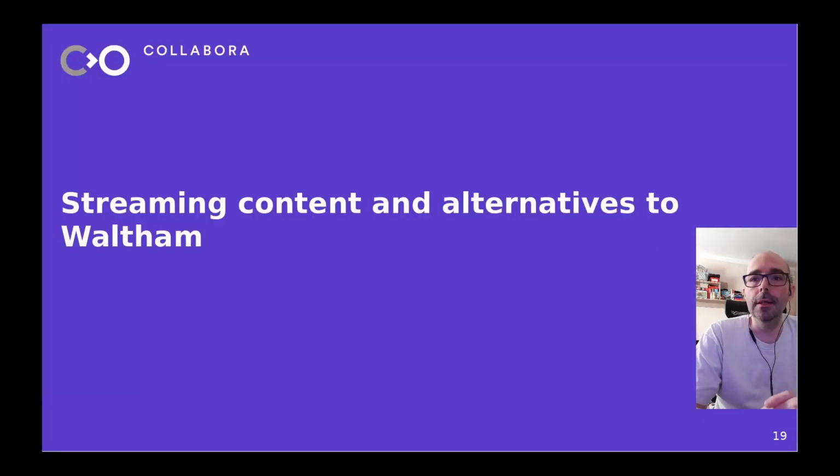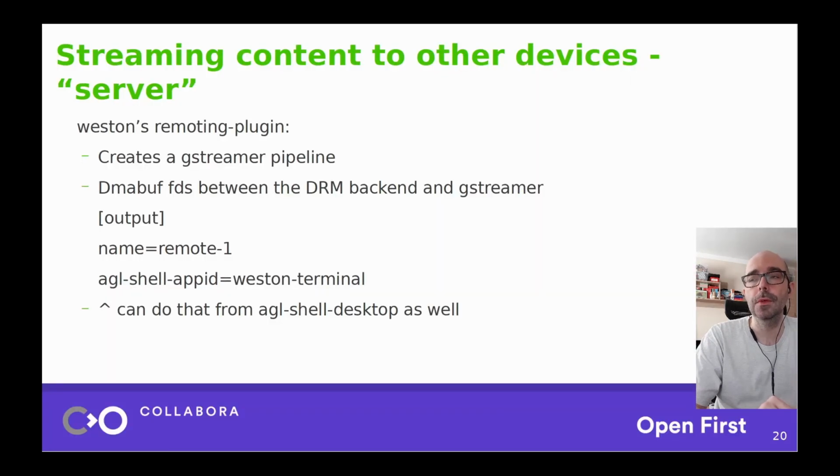Right, so the last part of my talk is about streaming content to other devices and alternatives to Waltham. But before I explain a bit what Waltham is, let's see how the compositor does streaming between different devices. We use Weston's remoting plugin, which is basically a GStreamer plugin. It uses the libweston DRM virtual API and talks to the DRM backend, basically using DMA file descriptors. It creates a GStreamer pipeline.